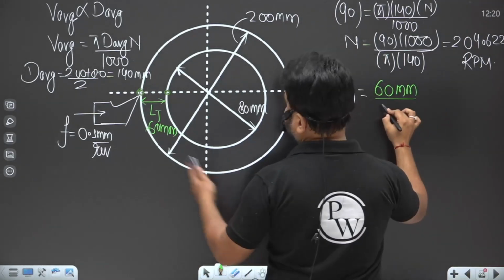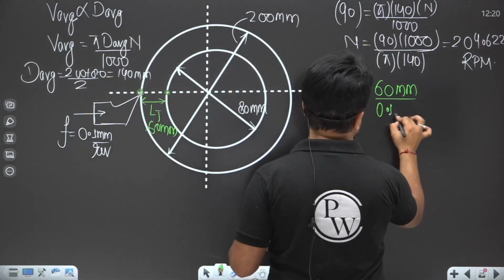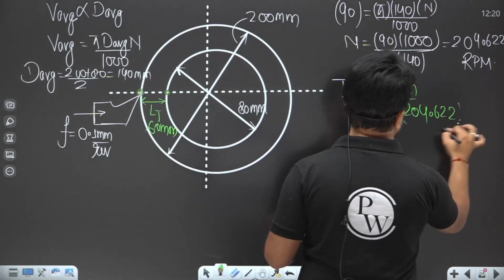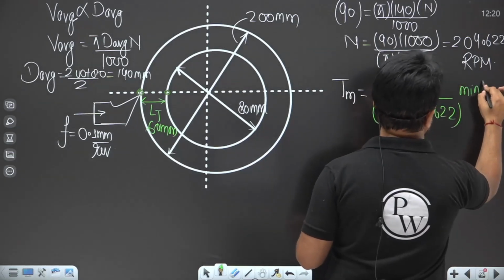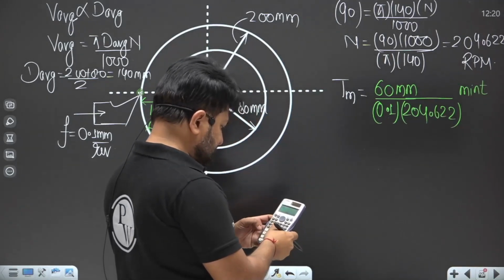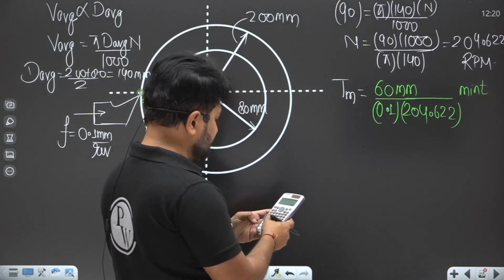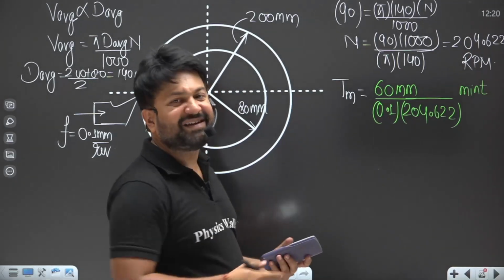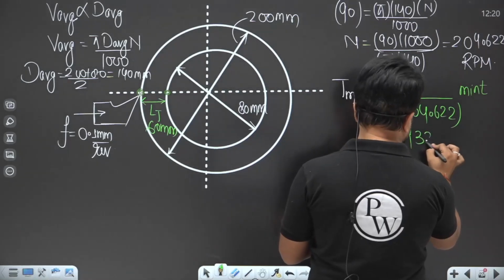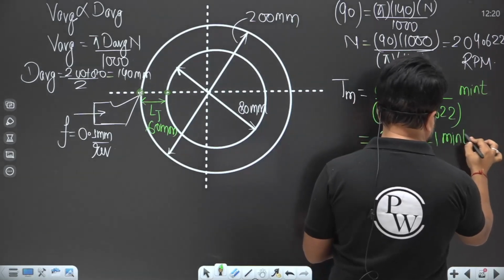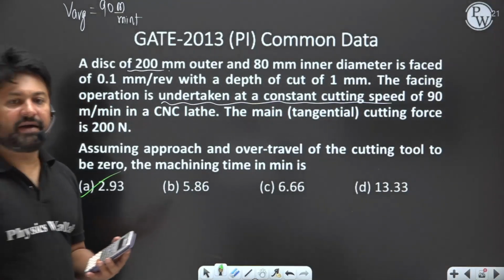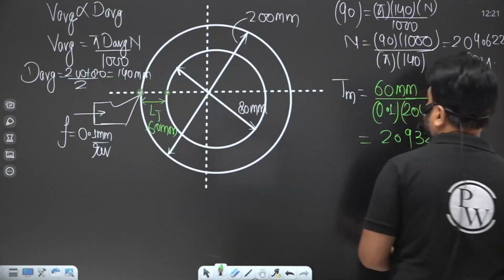Divide by F, that is 0.1 into N, 204.622 per minute. So 60 divided by 0.1 into 204.622, the answer is 2.9321 minute, right? So here the correct answer is option A.